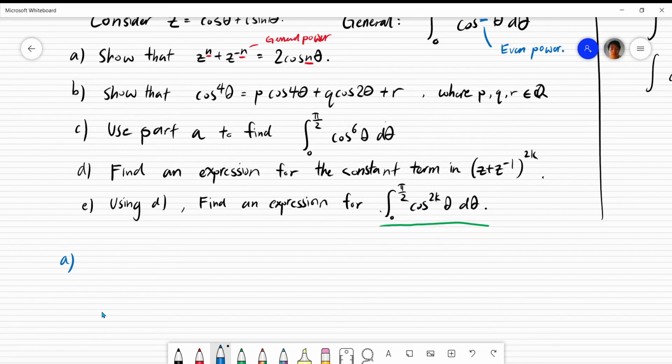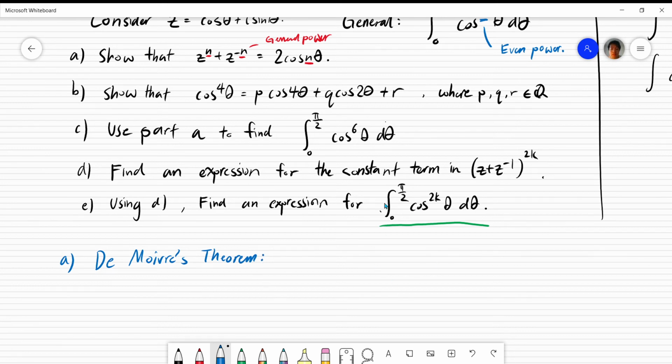Okay, let's see, how can we do this? Part A: show that z to the n plus z to the minus n equals 2 cosine n theta. Okay, we're starting easy. Well, we see a general power, so we should probably use De Moivre's theorem. I don't even know how to spell it. De Moivre's theorem. If you don't know about it, I'll just quote it here.